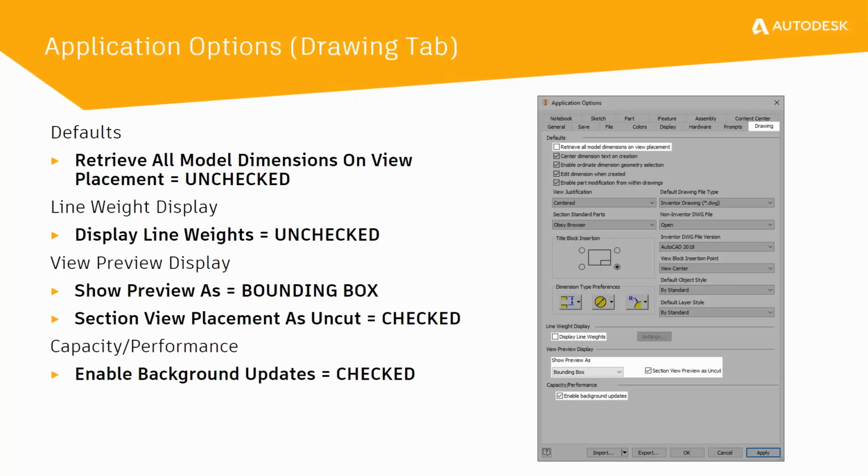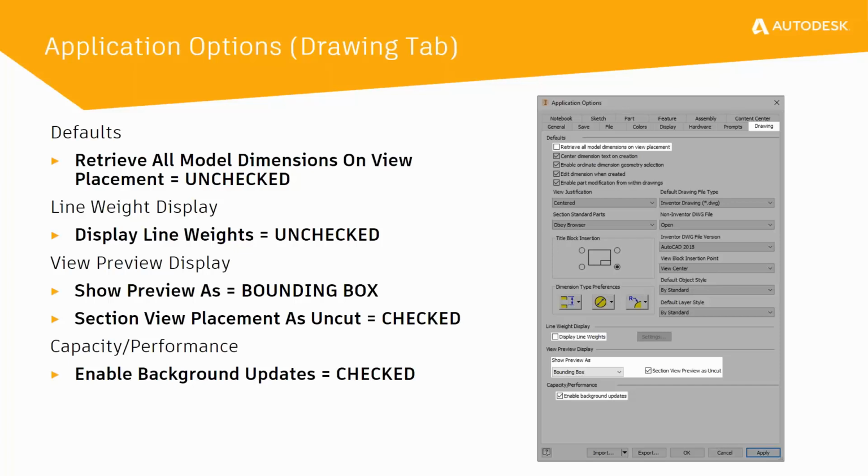Show preview as, we're going to make sure that that is set to bounding box. So this sets the preference for the preview images on your views. By defining this, it doesn't have any effect on the resulting drawing view, it's just on the preview associated with generating the view. And then we'll also set the section view preview as uncut, and make sure that's unchecked.